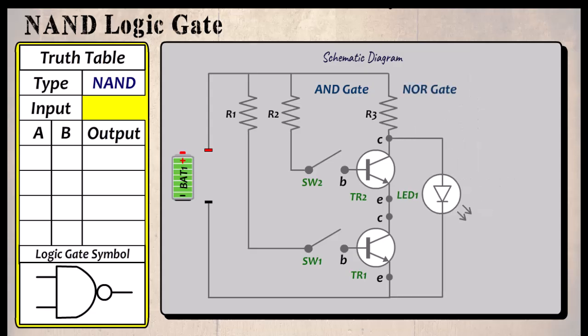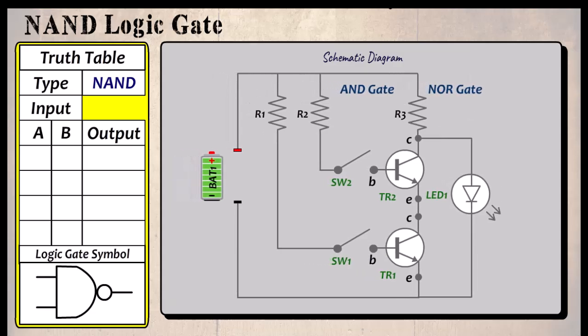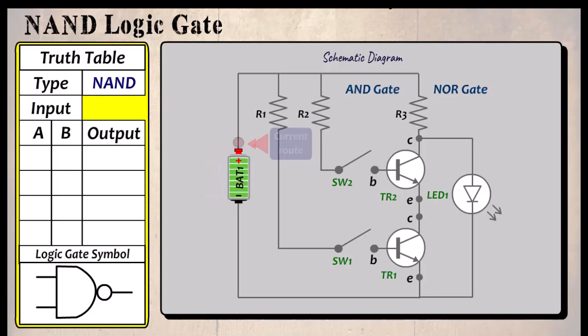When we connect the battery, the current flows to both switches, which are currently off, and when the current reaches the collector of TR2, the path cannot be made through the transistors as they are both off. So the path taken is through the LED and the LED lights. So our truth table should read, when the input is 0 and 0, the output is 1.